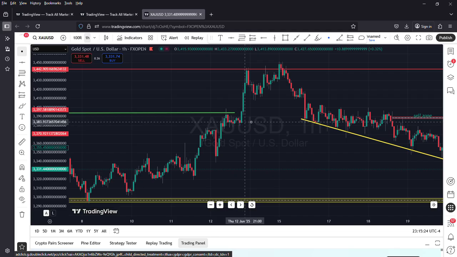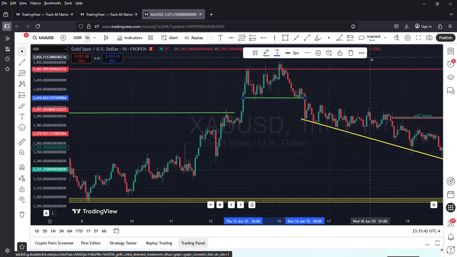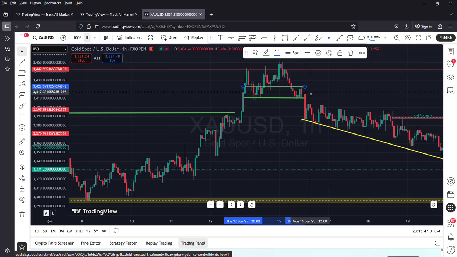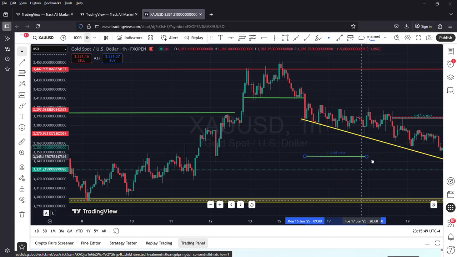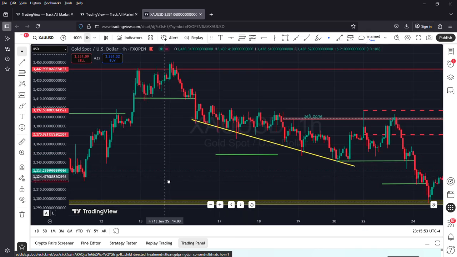Now, higher high after higher low. After here we have a range. After this range, there's something like a change of character here as we map out. You see, change of character. After the change of character in our 1 hour time frame, we have a break of structure.